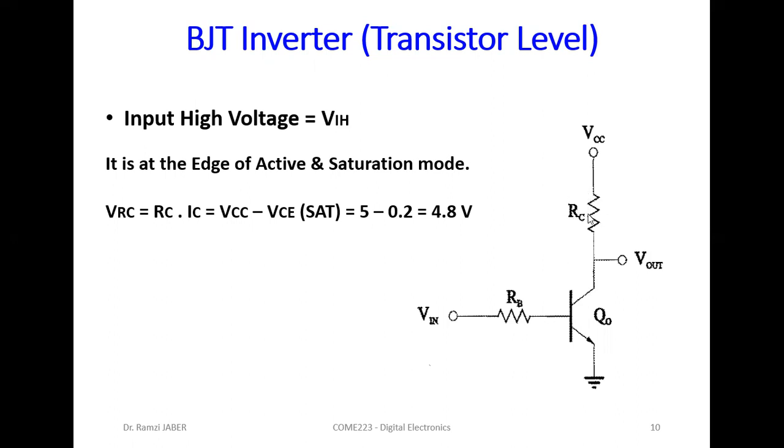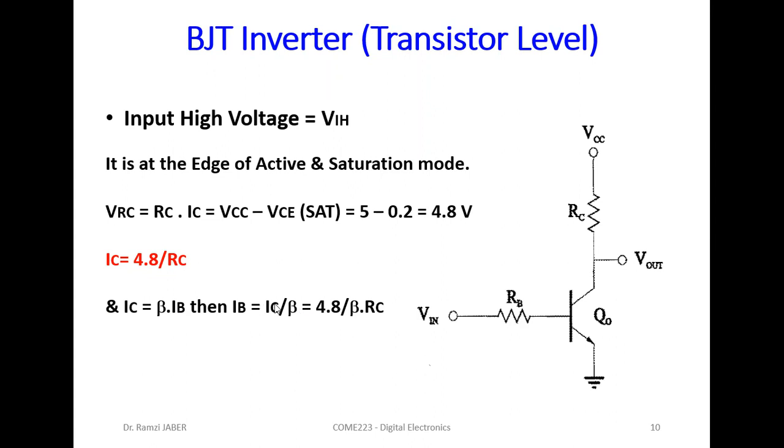Depending on the value of R, we get another value of IC. So IC equals 4.8 over RC. So if RC is big, IC becomes low, and inversely. This is the first equation from saturation mode. Now we go to active mode. In active mode, we have the equation IC equals beta IB. Then IB equals IC over beta.